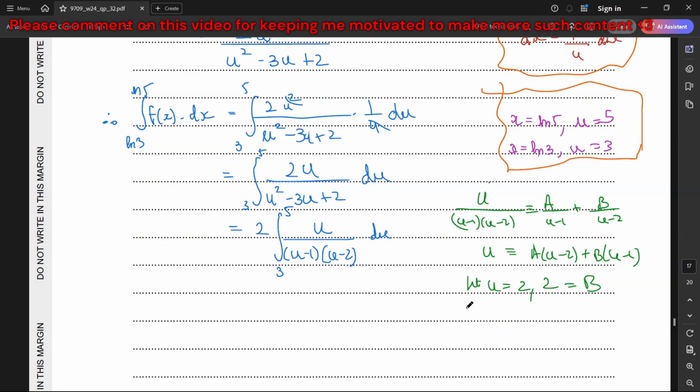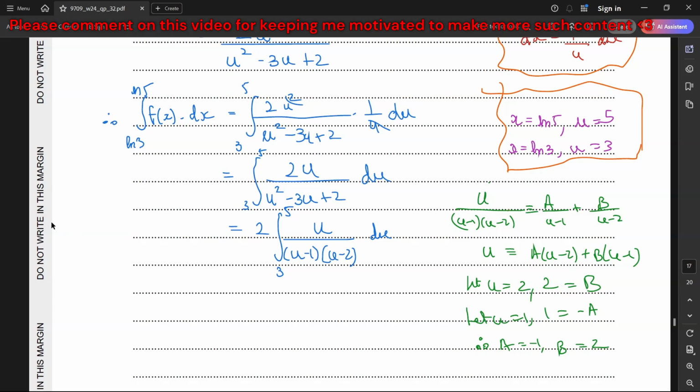And from that, I can also say that let u is equal to 1. So my 1 will be equal to, this term goes to 0, 1 minus 2 is minus 1, so I'm left with minus a. Therefore, I know that my a is equal to negative 1. b is equal to 2.